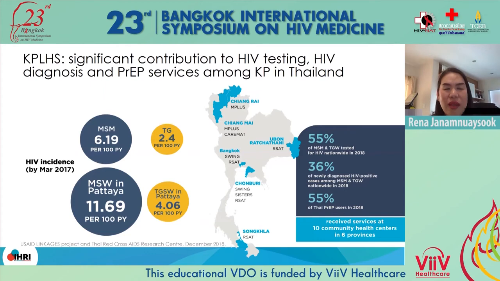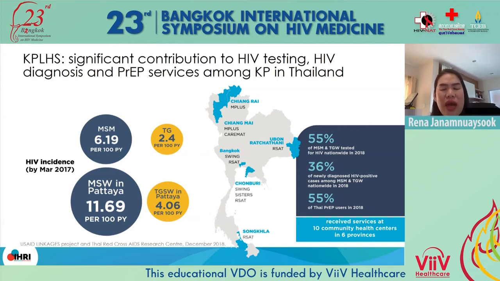And in addition to that, key population-led health services are not only contributing to the PrEP service uptake among key populations in Thailand, but KPLHS also contribute to HIV testing and HIV diagnosis. On your right-hand side, you can see that in 2018, KPLHS contributed to more than 50% of the MSM and transgender women who tested for HIV nationwide. And also 36% of the newly HIV diagnosed among men who have sex with men and transgender women in the country came from the KPLHS.